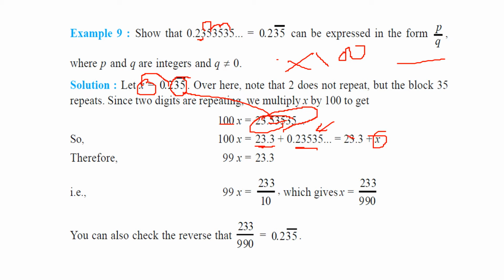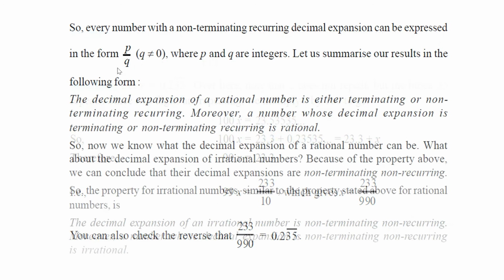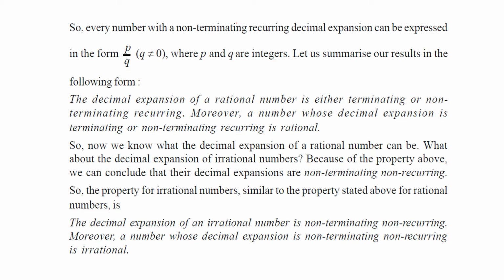Now let us take x on this side, 99x equal to 23.3. So 99x will be 23. You can take 10 down. So 233 by 10. Take 99 here. So 233 by 990. This is your x. This is your p by q form. So every number with a non-terminating recurring decimal expansion can be easily represented by p by q, as we just saw.